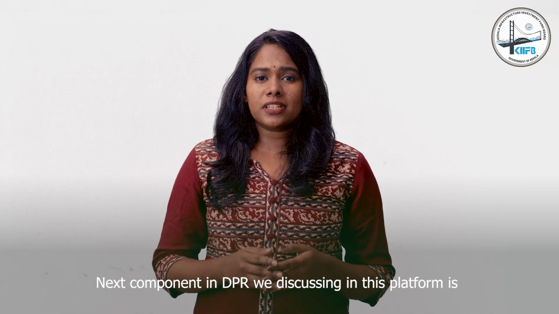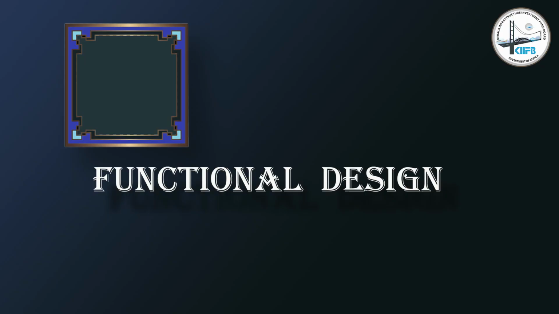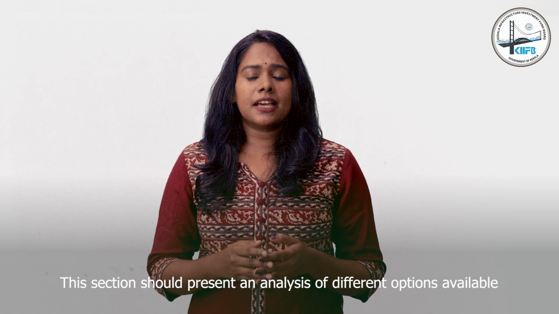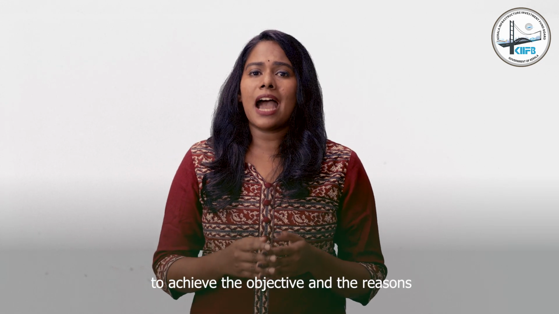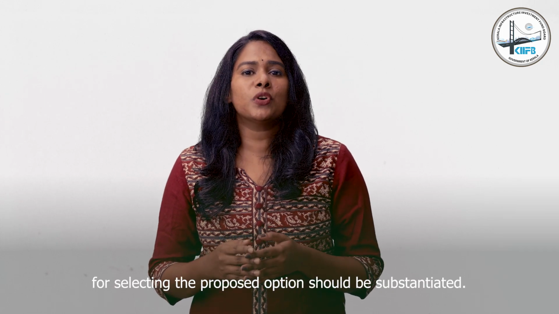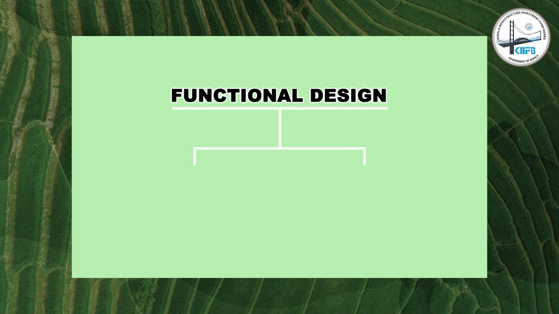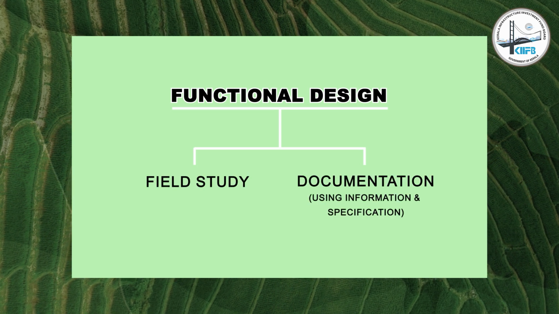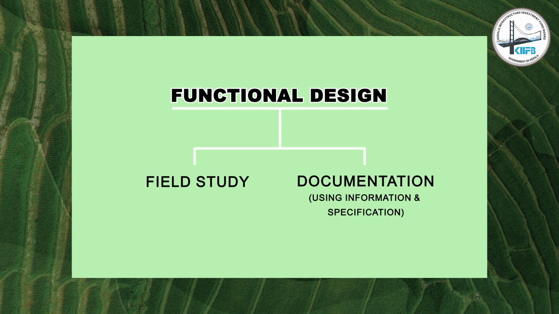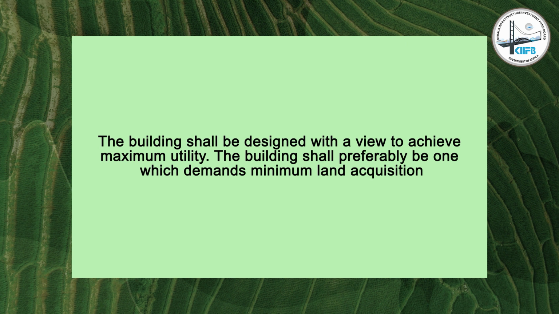The next component in DPR we are discussing in this platform is functional design. This section should present an analysis of different options available to achieve the objective, and the reasons for selecting the proposed option should be substantiated. The functional design of the project is mainly achieved through field study and documentation using existing information and specification from various standards. The building shall be designed with a view to achieve maximum utility.